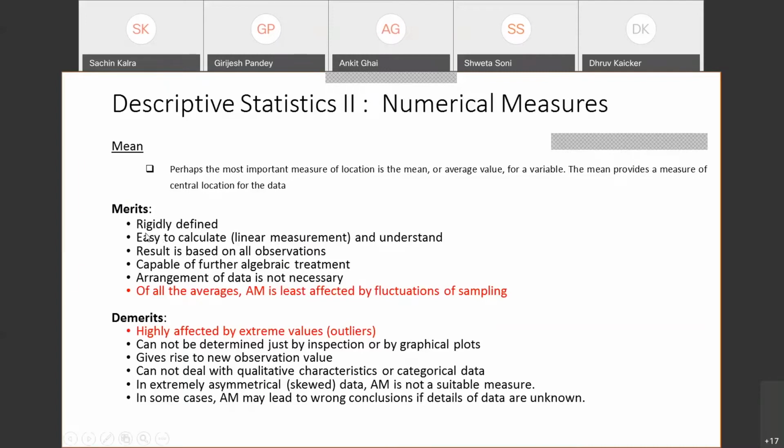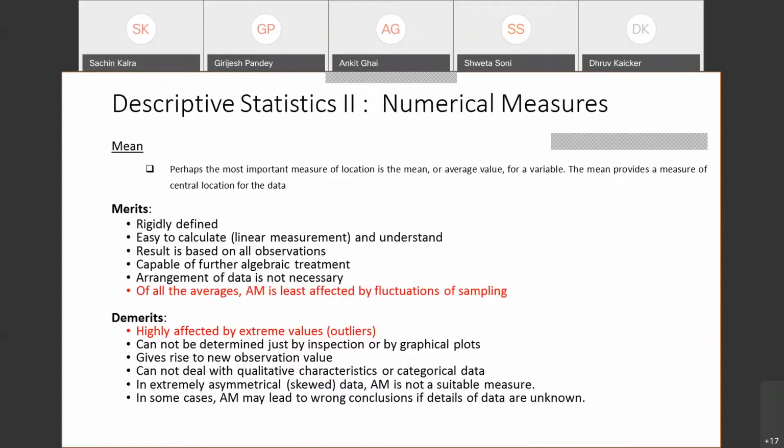So mean is very rigidly defined. Okay, it's just a simple number. You just make a sum total, divide by the number of observations, you'll get the mean. It's a very rigid thing. It will not deviate much. If the data changes, mean might change, but it may not change very much, ignoring the case for the outliers.